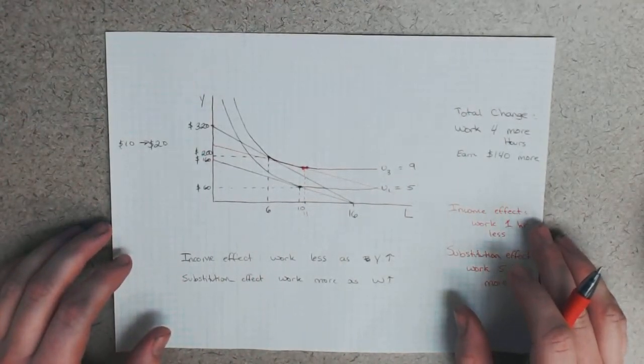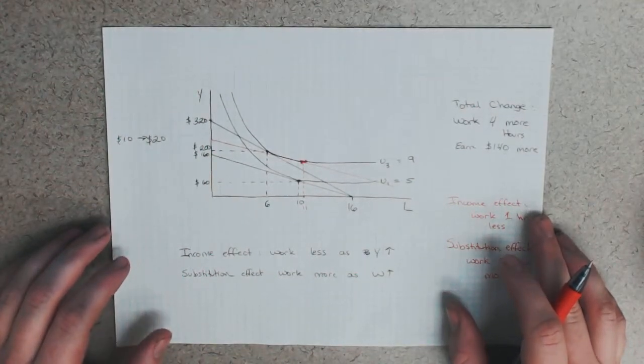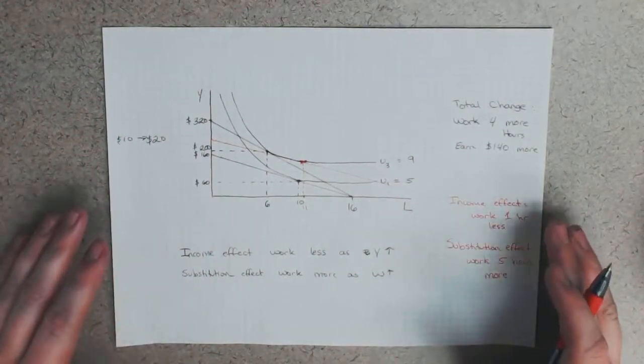Let's do another one that perhaps shows the income effect being larger.